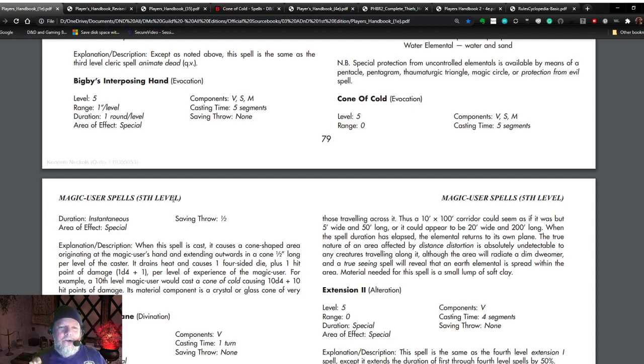It drains heat and causes 1d4 plus 1 damage. Notice how they wrote it there: 1 4-sided die plus 1 hit point of damage. Just put 1d4 plus 1. Come on, guys. Per level of experience of the magic user. So, for example, a 10th level magic user would cast a Cone of Cold 50 feet long and causing 10d4 plus 10 hit points of damage.